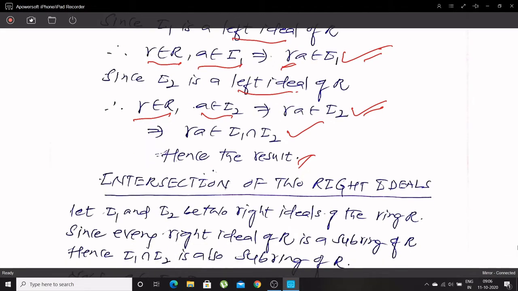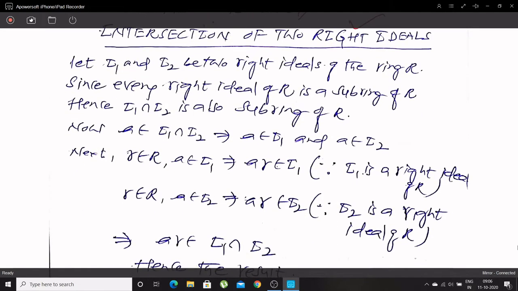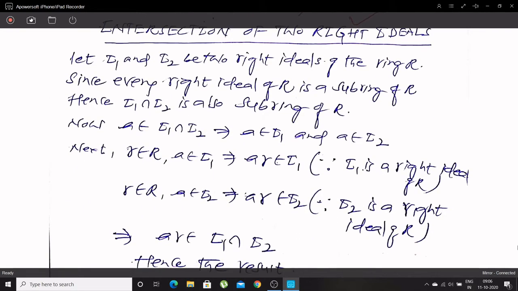Now I'll take right ideals. Let I1 and I2 be two right ideals of ring R. We know that every right ideal is a subring of R. Therefore, their intersection is also a subring. Let me work it out mathematically. a belongs to I1 intersection I2. That means a belongs to I1 and a belongs to I2.